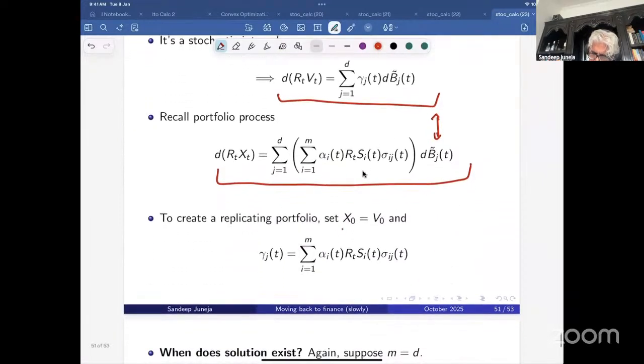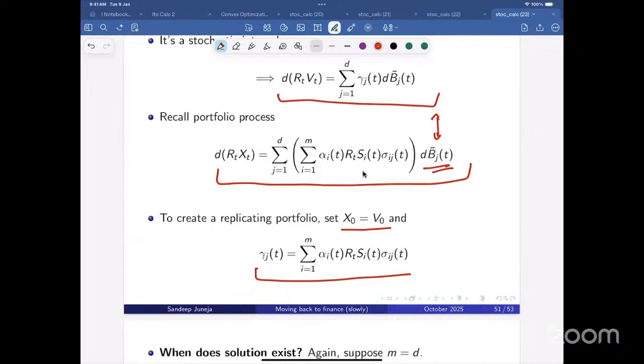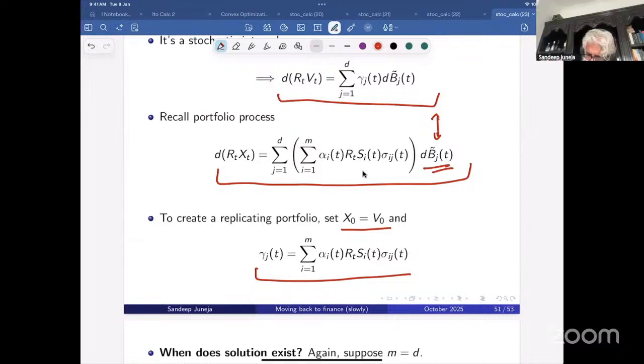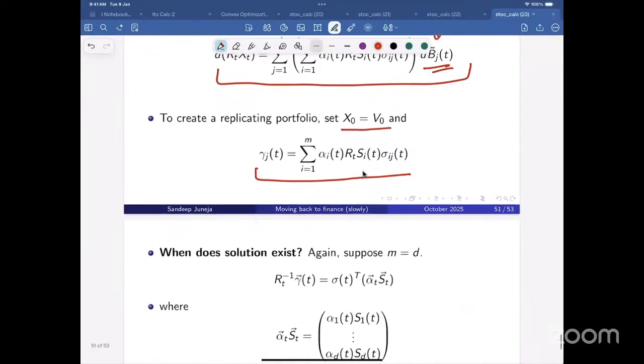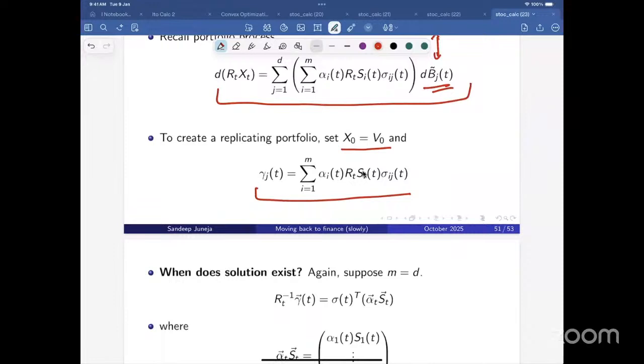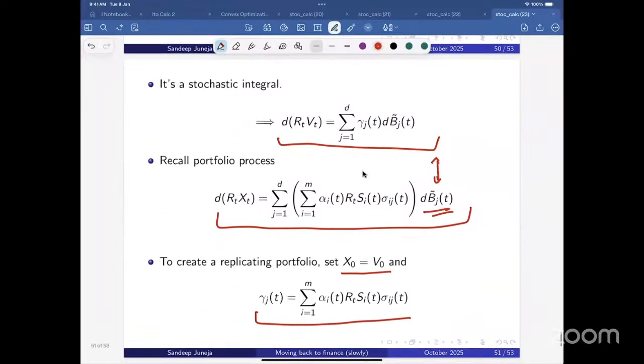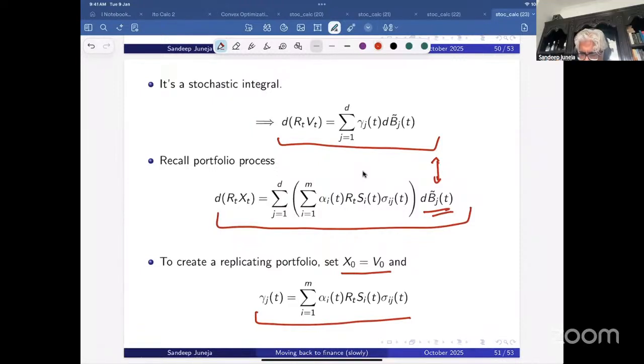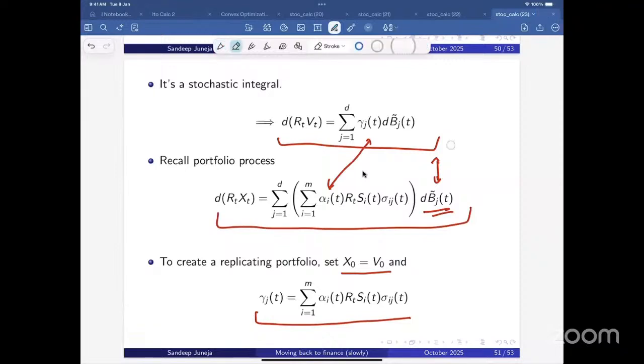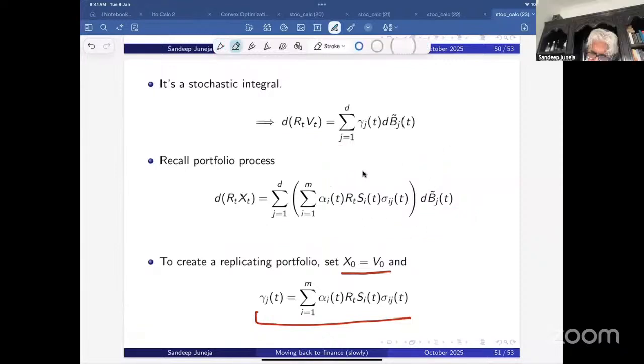So I need x0 to be v0, and I need gamma j t to be the corresponding term for the j-th component of Brownian motion, alpha i t, R_t, S i t, sigma i j t. But Prof, how would we compare the coefficients? On the top, it's just B tilde j of t, and in the bottom, oh, it's dB. Okay, my bad. Yeah, we'll just set them all equal. We'll choose alpha i t in such a manner that we have a complete match. Makes sense, right?